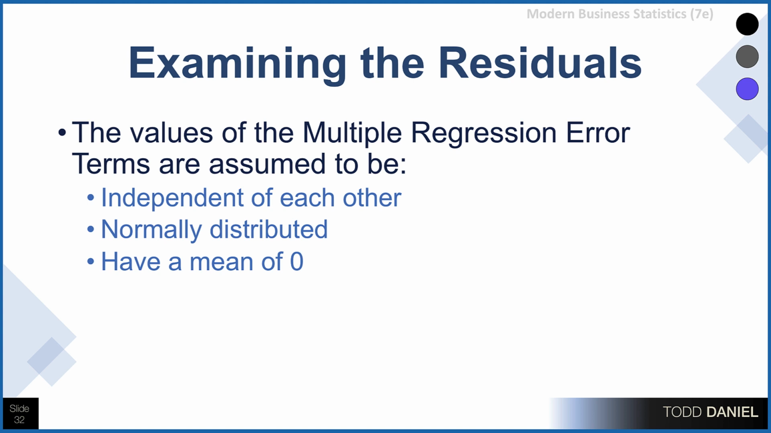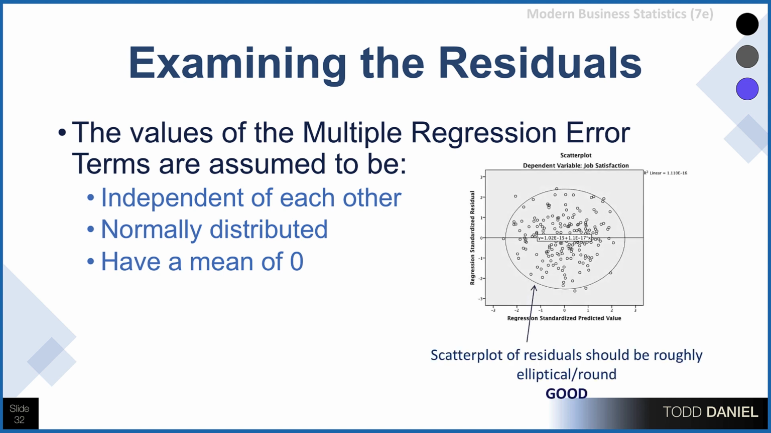So the values of the multiple regression error terms are assumed to be independent of each other, normally distributed, and to have a mean of 0. We would examine a scatter plot of our residual values, the error values left over at the end of our regression equation.